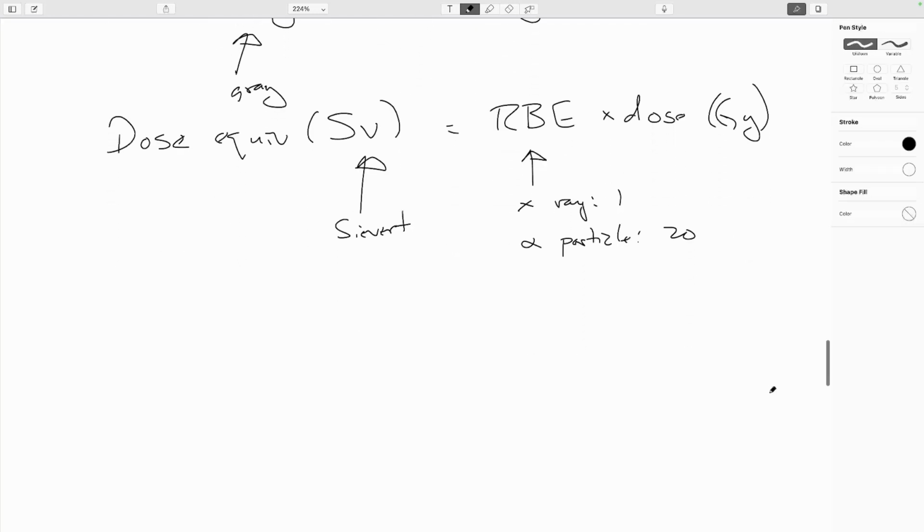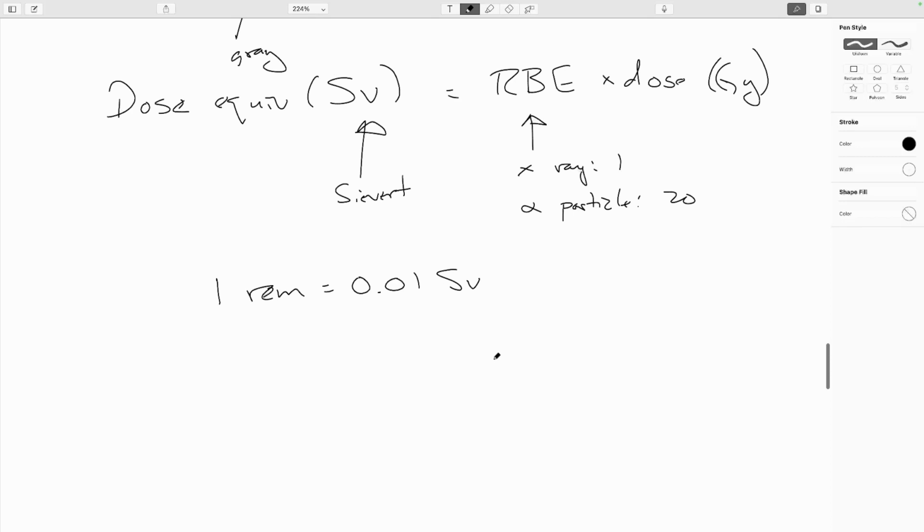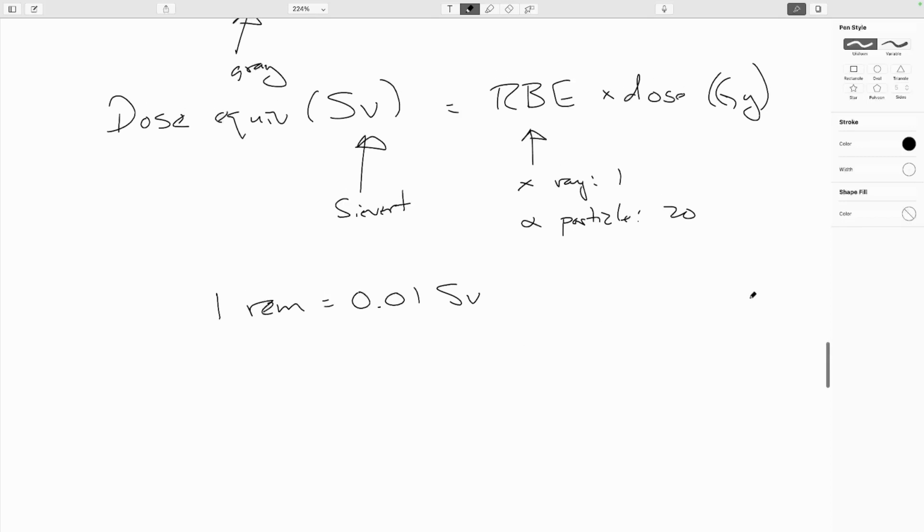Now, an older unit that you may run across, because it still shows up in a lot of medical literature, is the rem. That's 0.01 sieverts. This stands for roentgen equivalent man. Yeah, the sievert is probably the more common unit to use now.